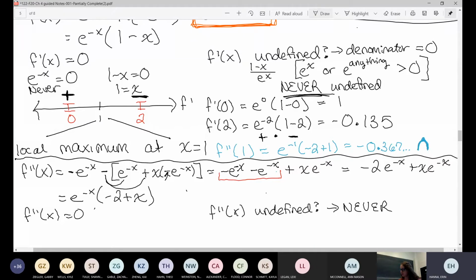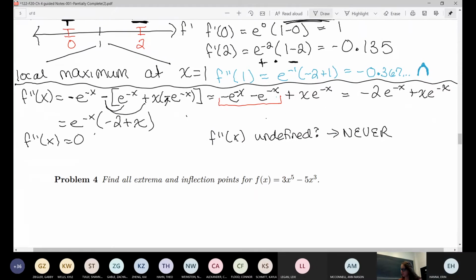But we do need to set it equal to 0. And we have those two pieces again, so either e to the negative x equals 0 or negative 2 plus x equals 0. E to the anything is never 0. And then from the other piece, you'll get x equals 2. I know, these are long. I've been doing this problem for like 10 minutes.